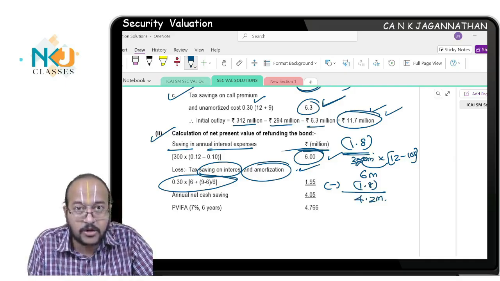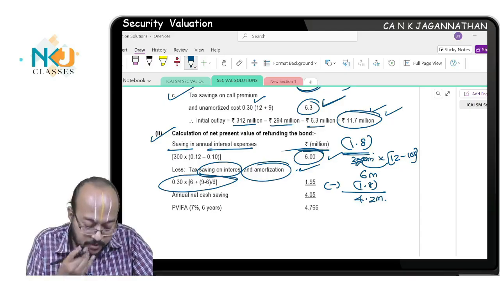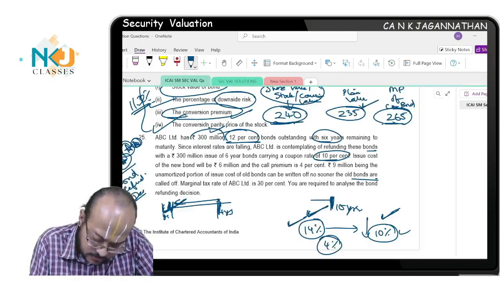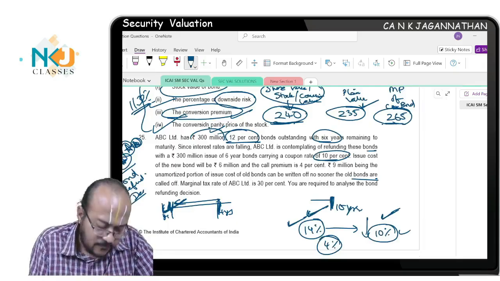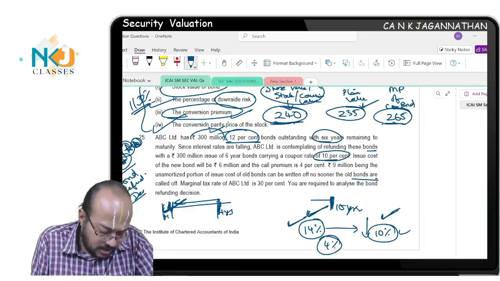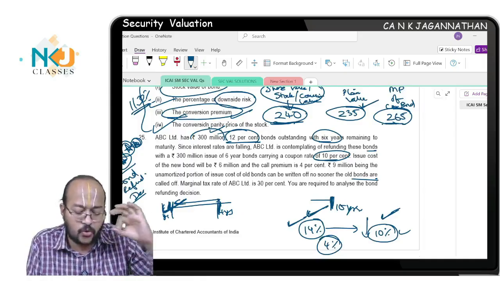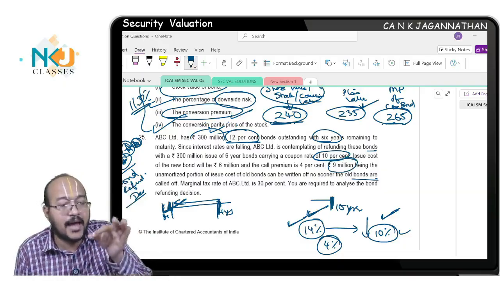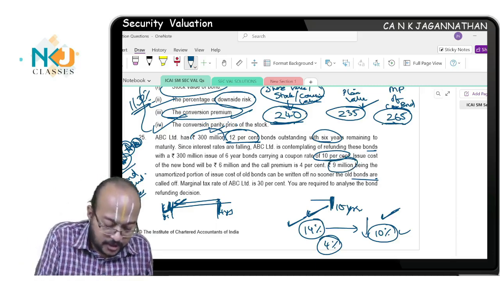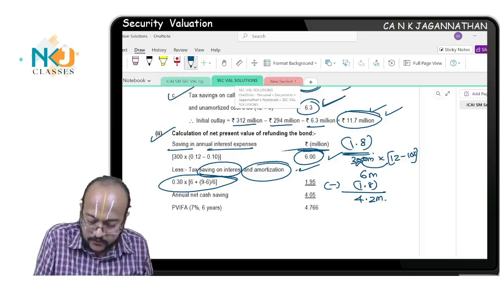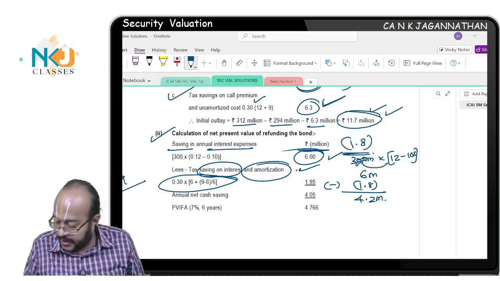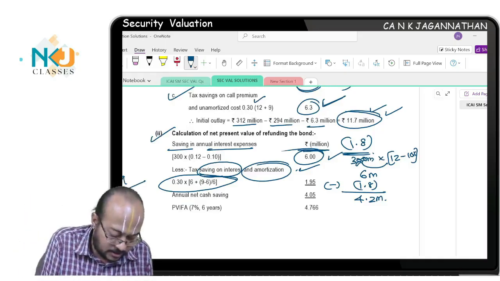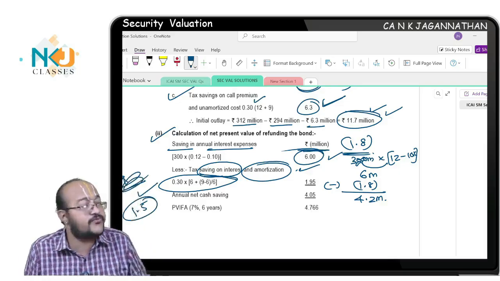Tax savings on amortization is there. Very simple. Earlier, if the bond was not refunded, how much would be the amount? See, 9 million being unamortized portion of issue cost of old bond. The 9 million, old bond unamortized portion, correct? Balance 6 years is pending. Every year, how much will you amortize? If I don't refund at all, 9 million is the unamortized portion. Balance years is 6, so 9 divided by 6, 1.5 million. I will amortize every year if the bond was not called back.